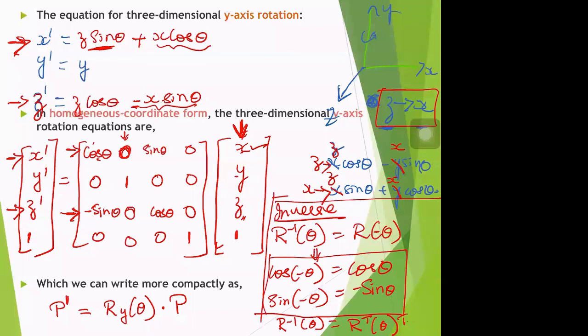So T stands for transpose. Fine, it's a simple one. We have already learned this in 2D also, and it's the same thing.